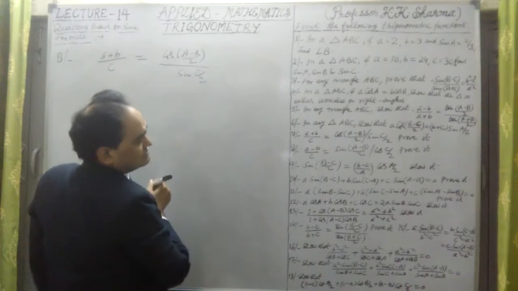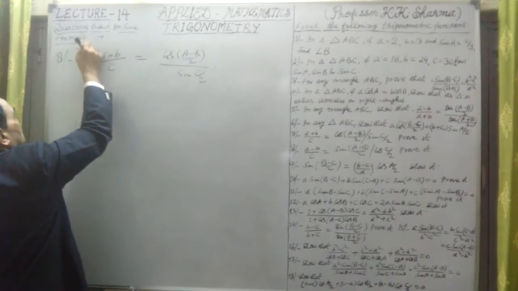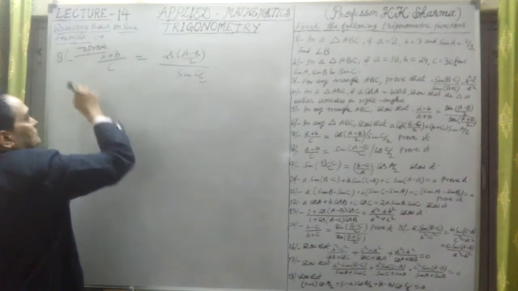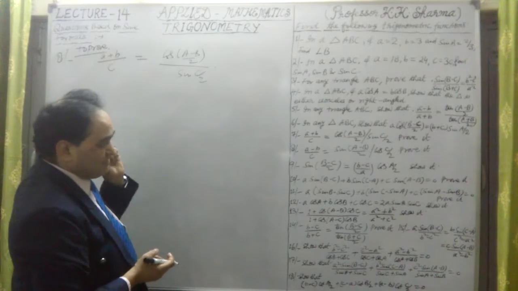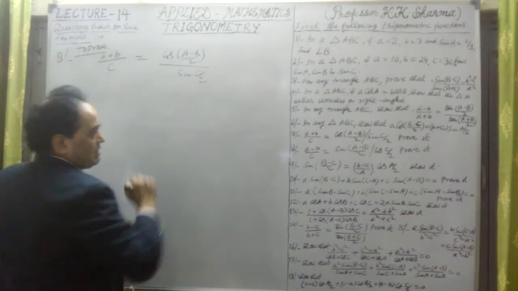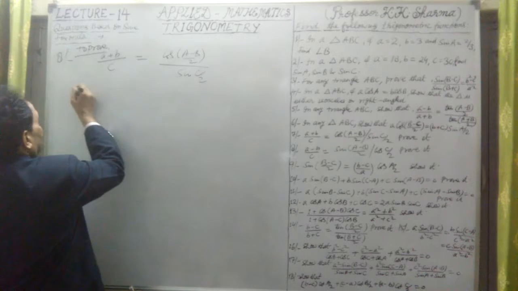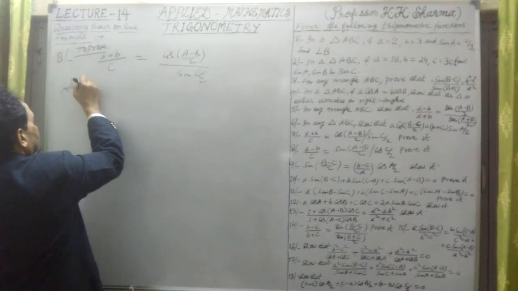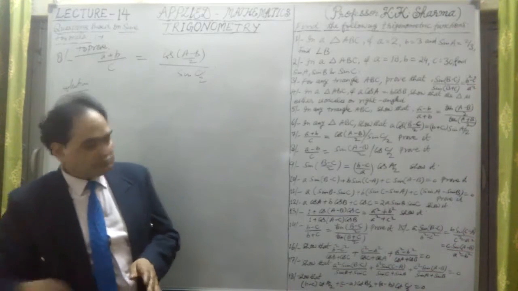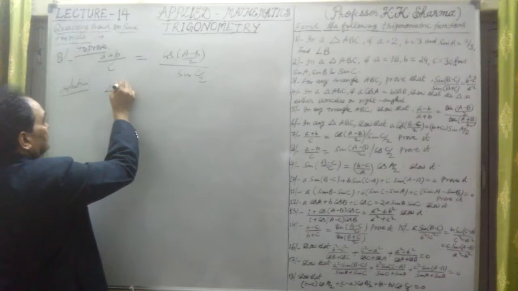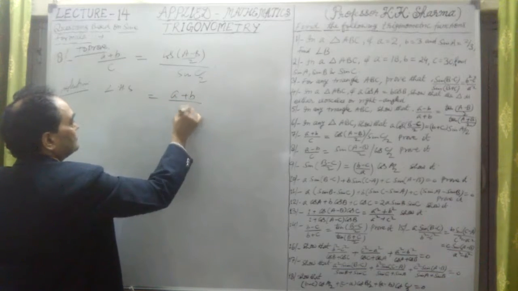This is just like the previous one. I have to prove that this is equal to this. This is clearly given. So this is the seventh question we have taken. Seventh and sixth look similar. Now let us take the left hand side. Solution: the left hand side is (a plus b) upon c.